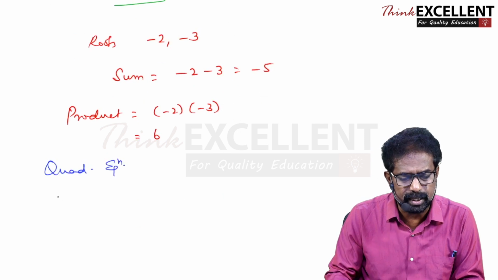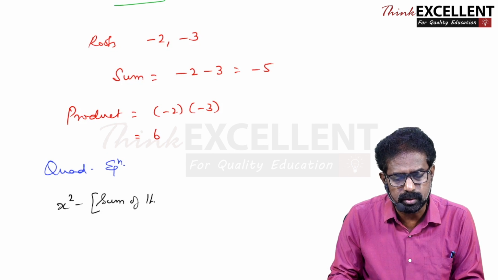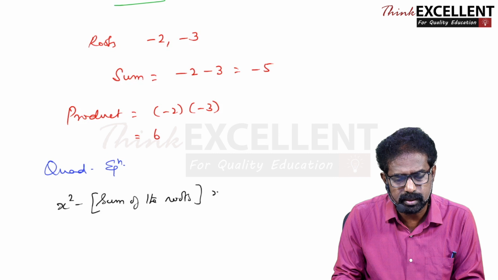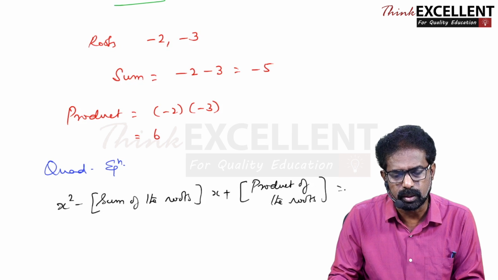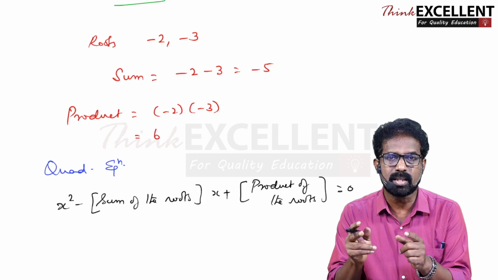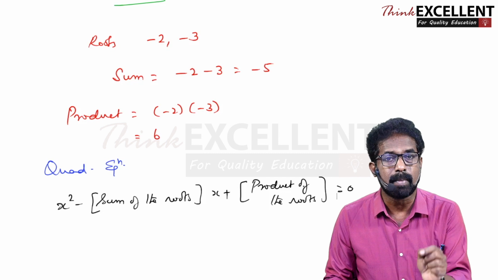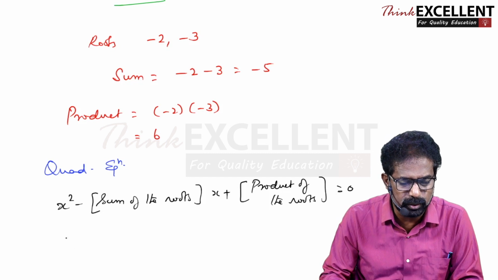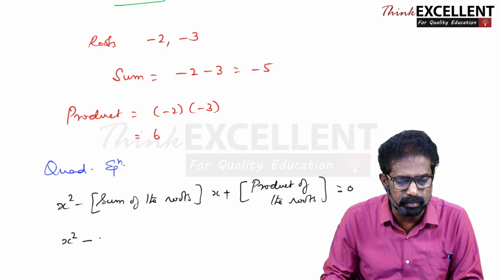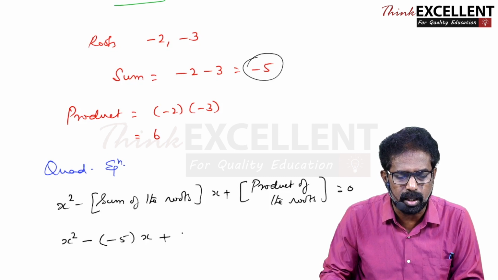There is a format that you have to study: x square minus sum of the roots into x plus product of the roots equal to 0. So this one line you have to study. If the roots are given, how to frame a quadratic equation? The format is: x square minus sum of the roots into x plus product of the roots equal to 0. Now just substitute. Here the sum of the roots is minus 5, so minus of minus 5 into x plus product is 6 equal to 0.